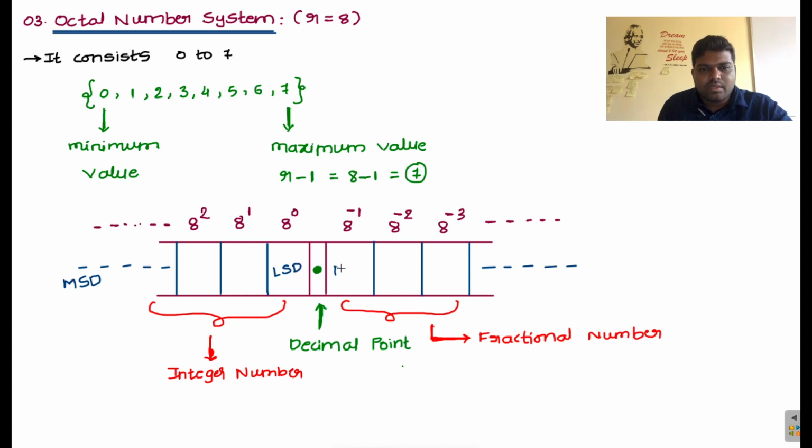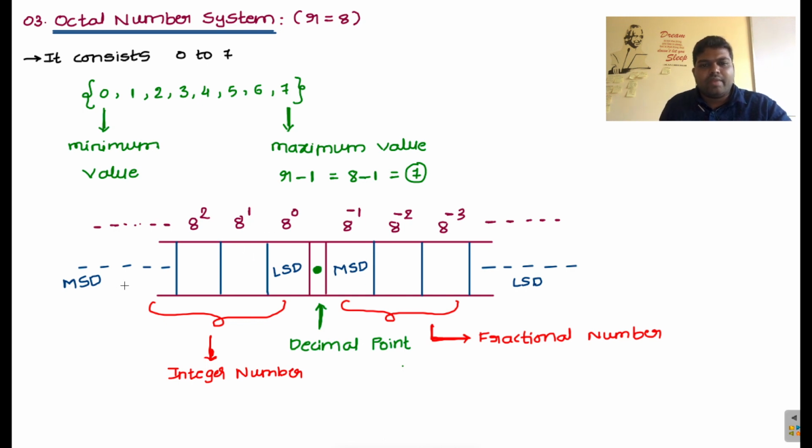From the right side of the decimal point, the first position is the most significant digit and the rightmost digit is the least significant digit. So this is your octal number system representation.